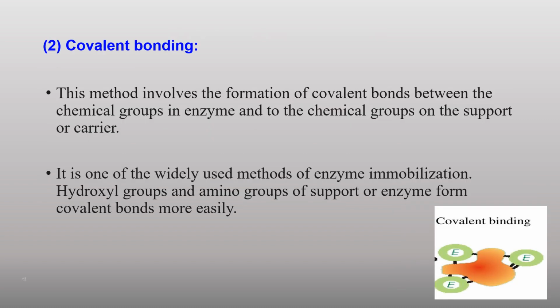Covalent bonding. This method involves the formation of covalent bonds between the chemical groups in the enzyme and the chemical groups on the support or carrier. It is one of the widely used methods of enzyme immobilization. Hydroxyl groups and amino groups of support or enzyme form covalent bonds more easily.